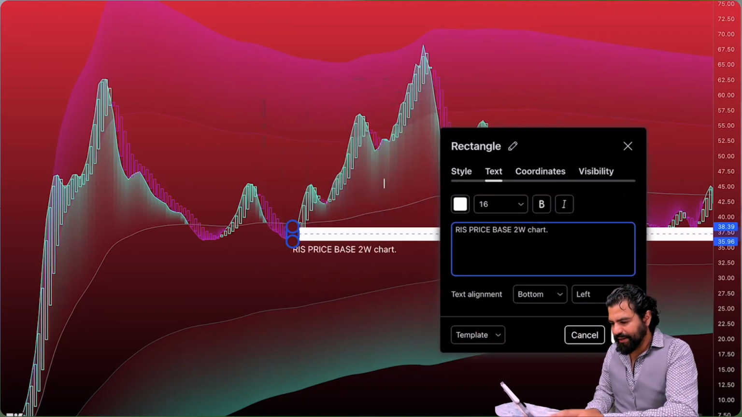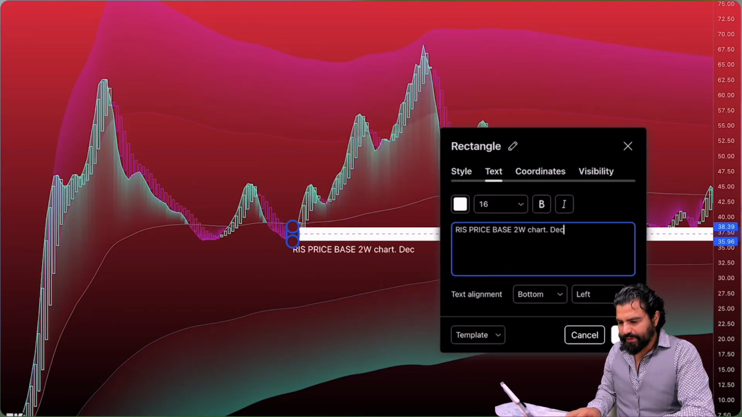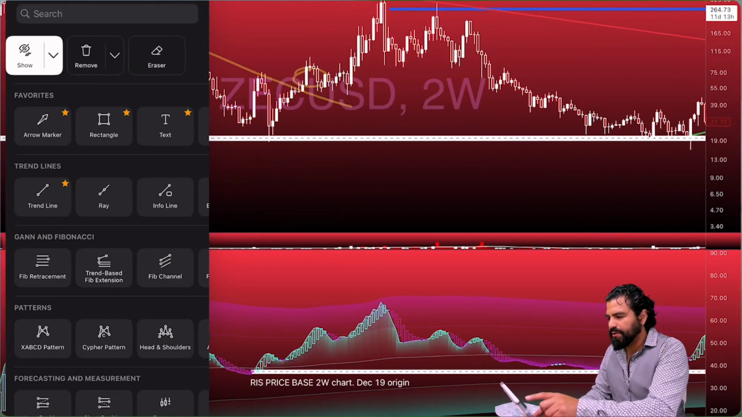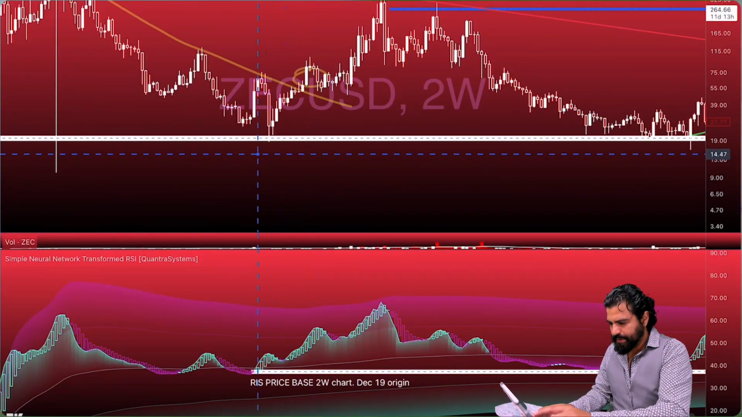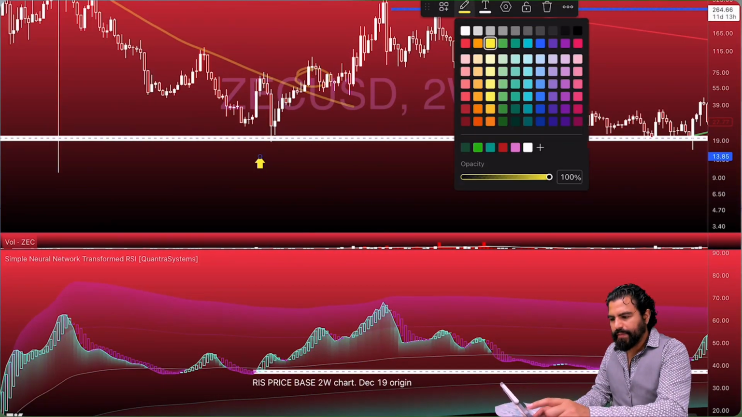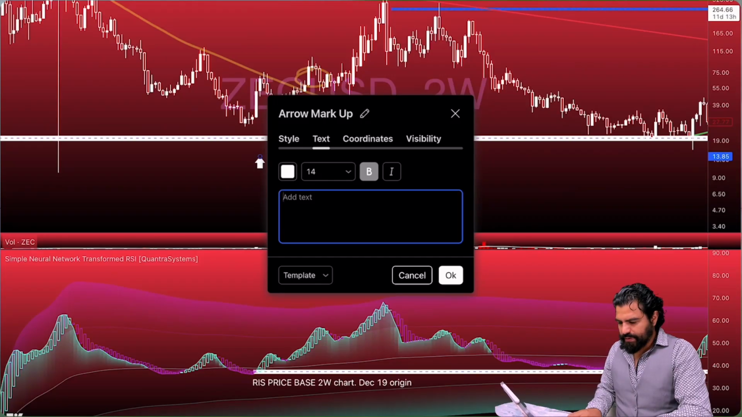And you could put the date here if you wanted to, December 19 origin. We're going to put our corresponding arrow. It's here. I'll match the color. December 19th origin.